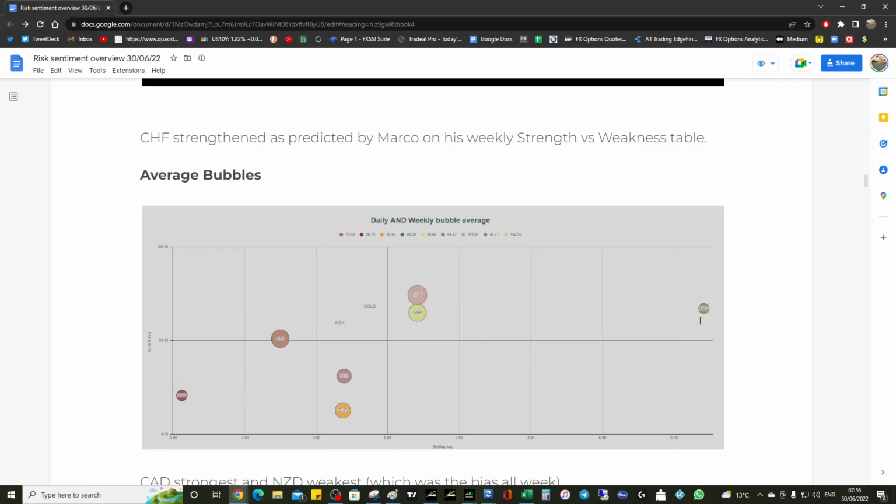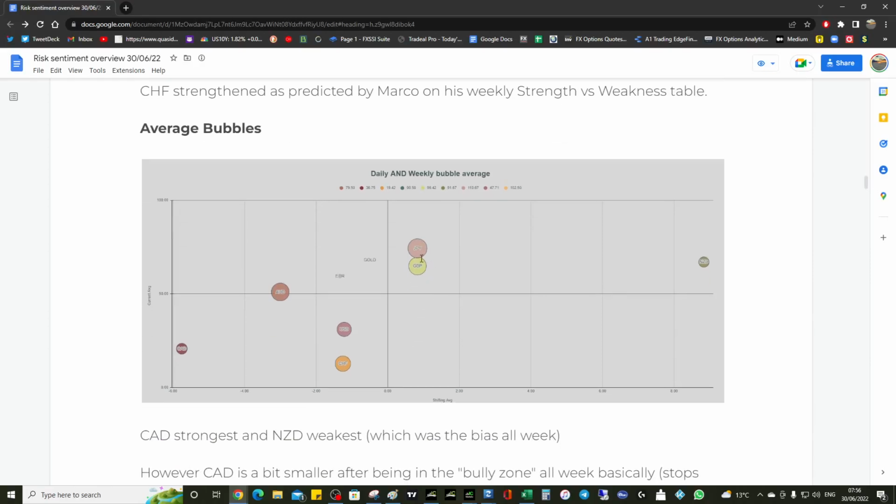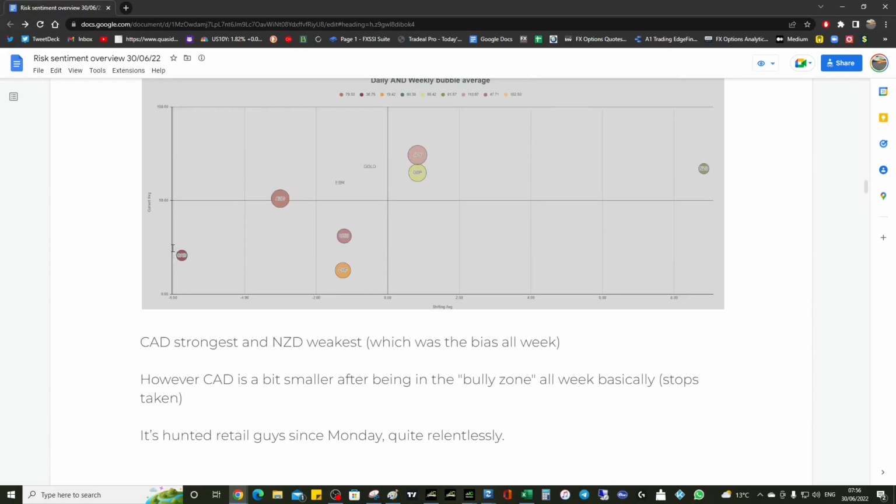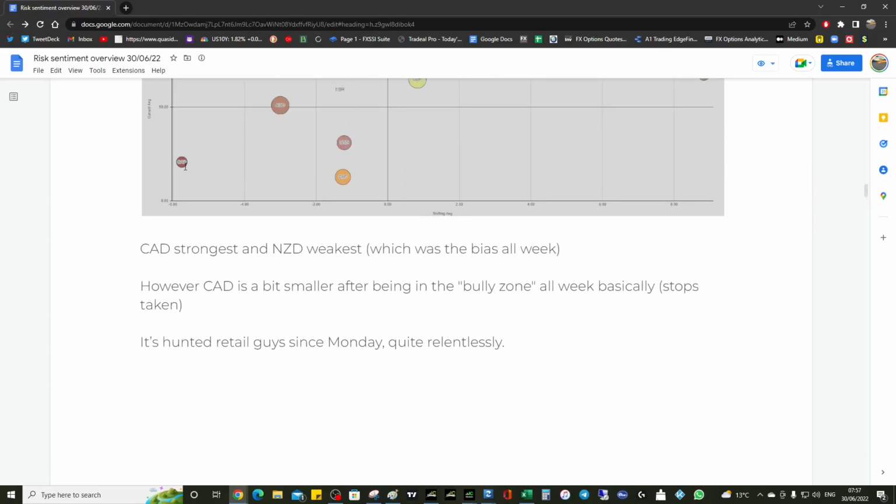And maybe likewise with the Kiwi, they might be getting bullied on the Kiwi as well, so we've got to be a bit careful. Pound yen would obviously be tricky because they're both large and they're very close, so there's going to be a lot of chop for pound yen. It's hunted retail guys since Monday and it's been relentless, so maybe a little bit of a reprieve for the retail guys if they hold on, but it looks like they've probably been bullied enough and they're going to exit. So look at CAD, potential reversal on some weakness.